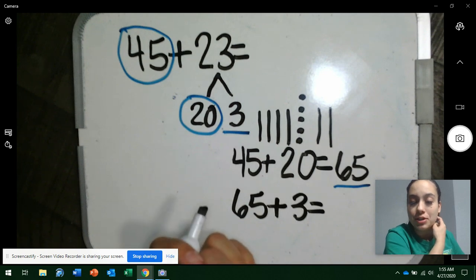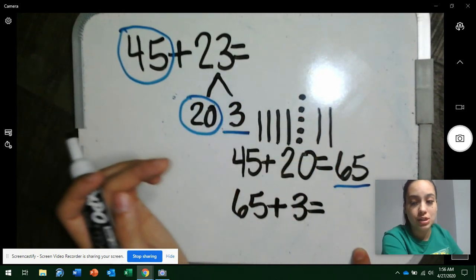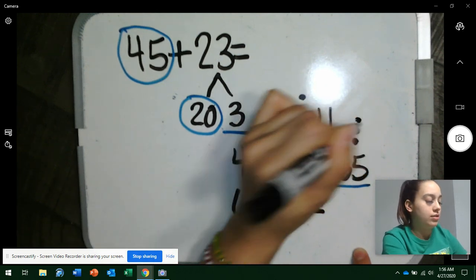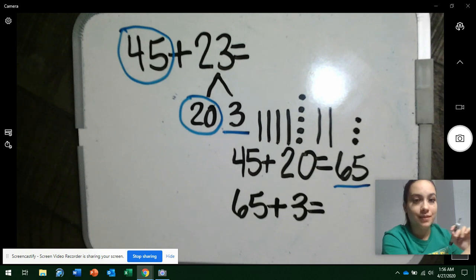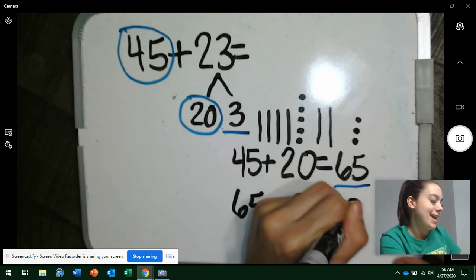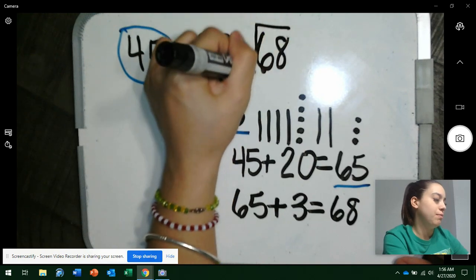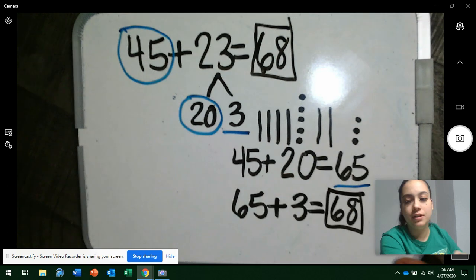And if you still need a picture, that's fine. You already have 65 at the top. Remember, you don't need to redraw it. Just add 3 ones. So 65 plus 3 more is what, boys and girls? Get ready. Yes, 68. So that is our answer. Make sure you box it. You box it down here too.